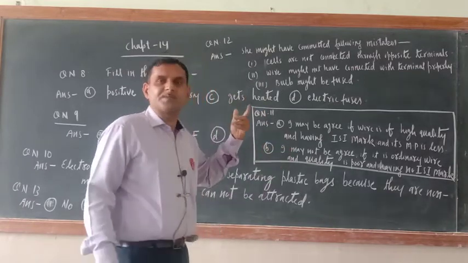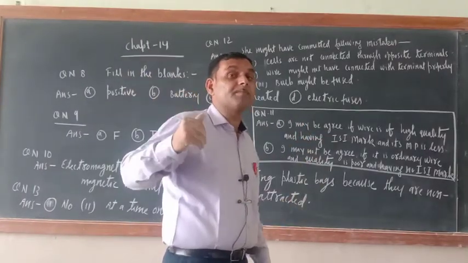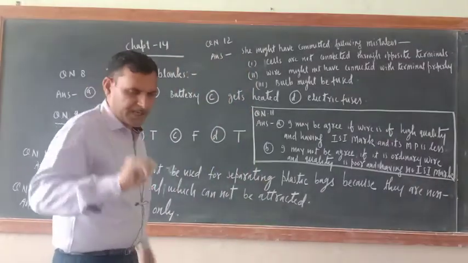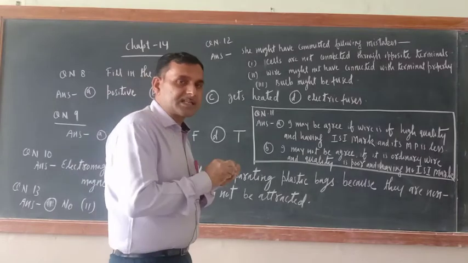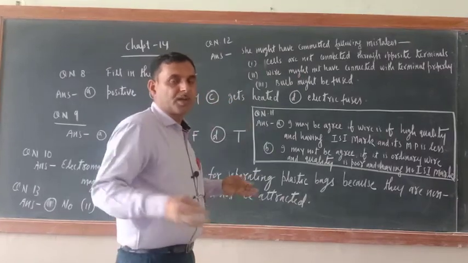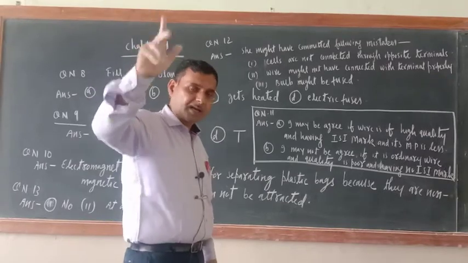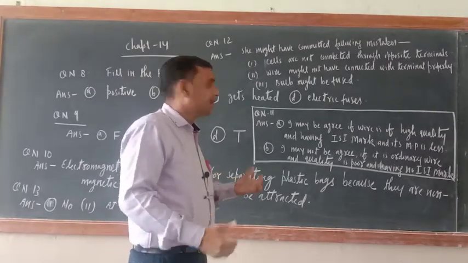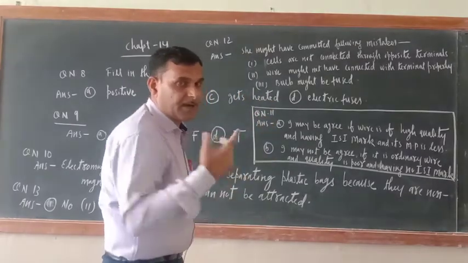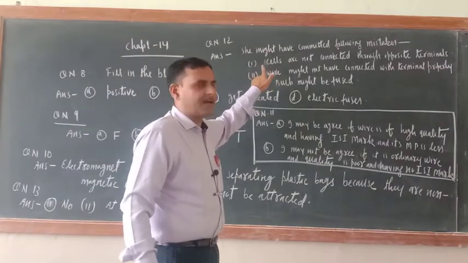She might have committed some mistake. So that is the apprehension. Okay, what mistake she might have committed, that you should write. So just see here, the first mistake she might have committed is that the cells are not connected through opposite terminals. If cells are connected through opposite terminals, then only electricity will flow in the wire. If they are connected with the same terminal, then electric current will not flow. So that is the first mistake she might have committed.